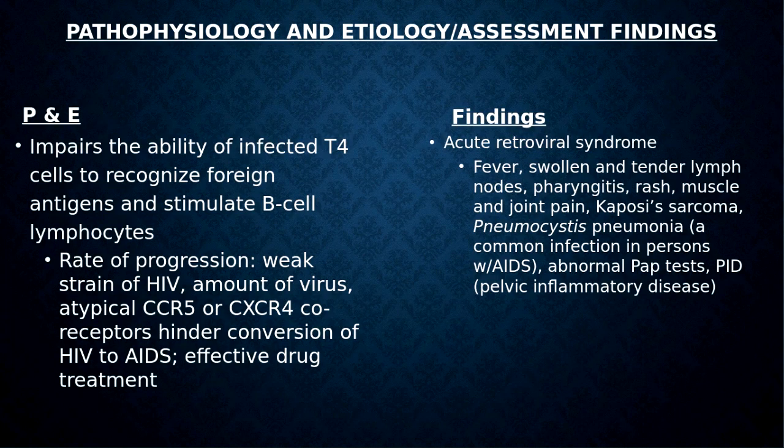So you have an acute retroviral syndrome. Whenever they come in, they'll have fever, swollen tender lymph nodes, pharyngitis, rash, muscle and joint pain, Kaposi's sarcoma, pneumocystis pneumonia. A common infection in a person with AIDS is pneumocystis pneumonia. You're going to see that. Abnormal pap test, pelvic inflammatory disease. So it can be some type of virus that you have, as well as pneumonia.